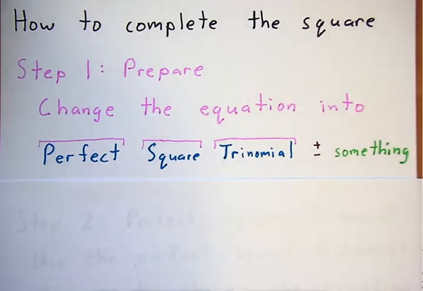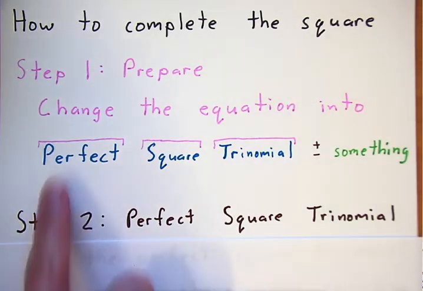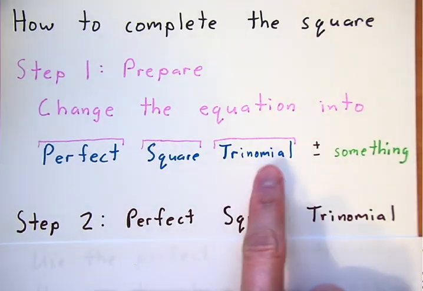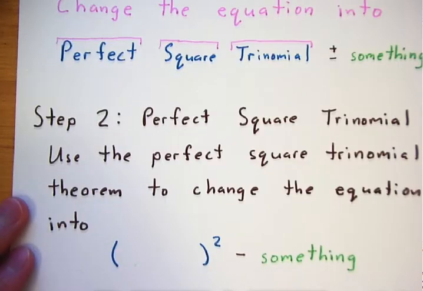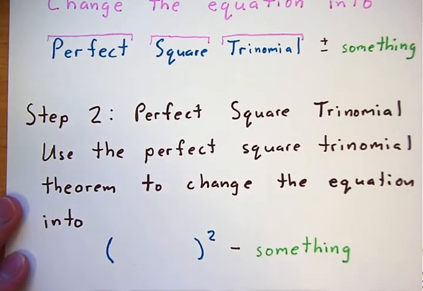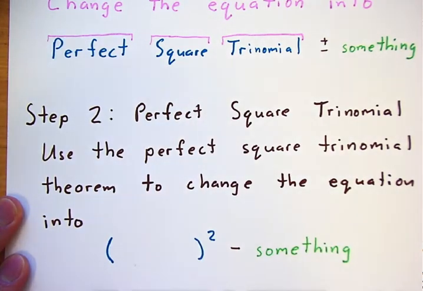Next step, after you do that, you're going to change the perfect square trinomial from 3 terms. You're going to use the perfect square trinomial theorem in order to change these 3 terms into parentheses squared minus a number.